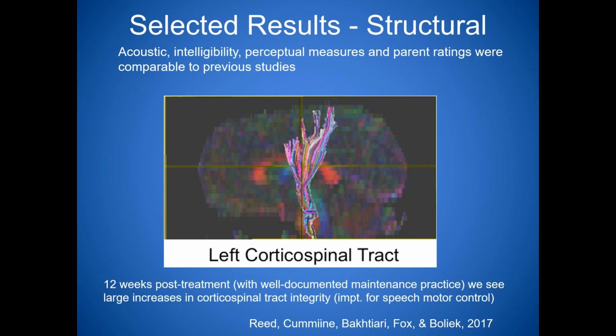And so I'm showing you a picture of the left cortical spinal tract, and this is a picture of an individual 12 weeks following treatment. So after that well-documented maintenance practice, we see large increases in cortical spinal tract integrity, meaning that the white matter fiber is more organized, better impacted with proteins. There's a variety of things that are happening there. But the importance is that we've seen evidence now that that 12-week maintenance program is very, very important for these long-term changes in neuroplasticity affecting the structure of the brain itself. Next slide.